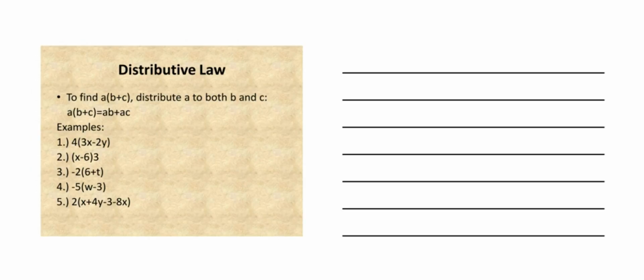A distributive law. To find A times in parentheses B plus C, distribute A to both B and C. So we go A times B gives us AB, A times C gives us AC. And we have some examples.